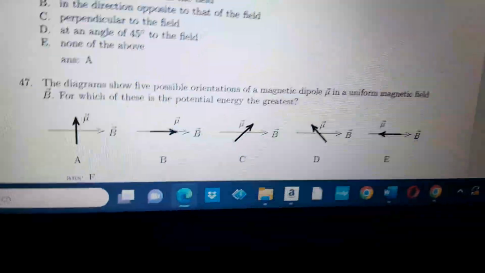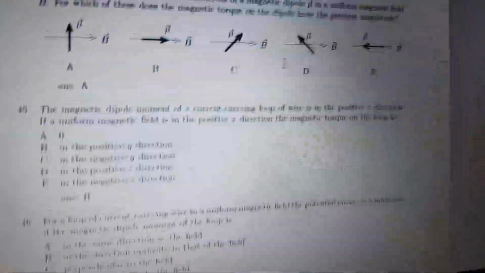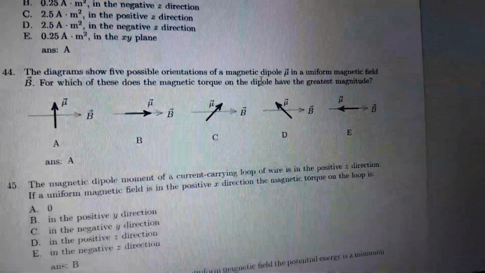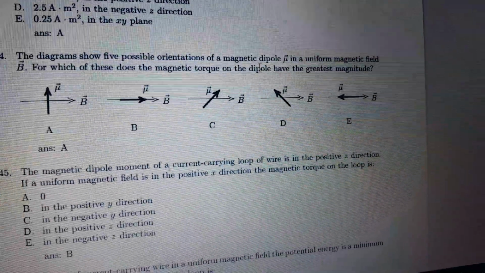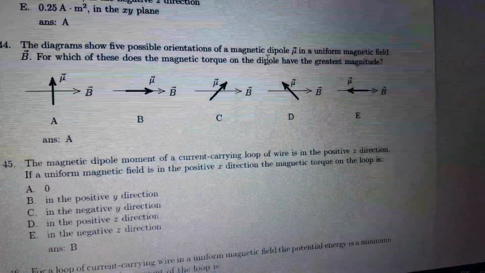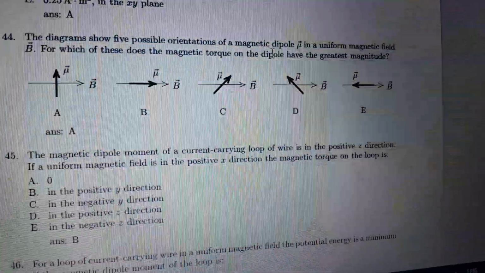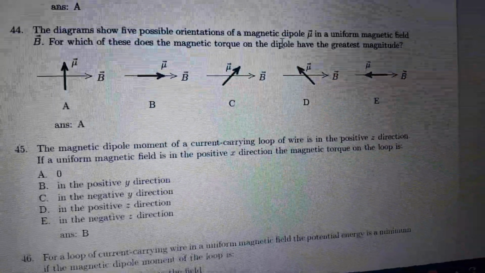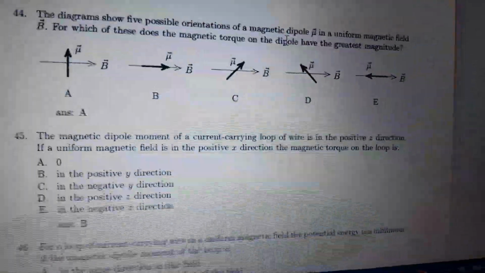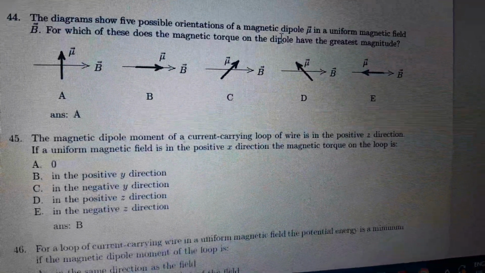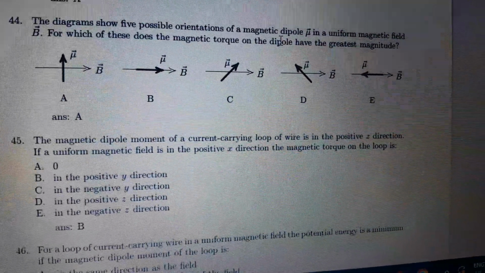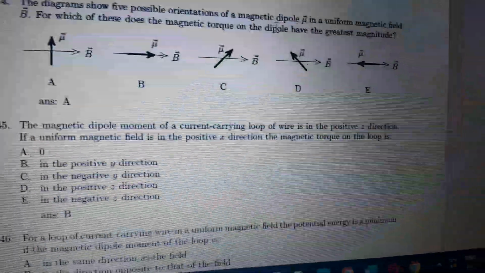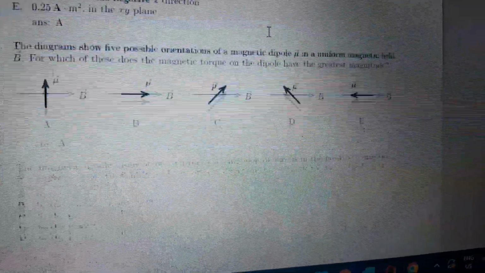Okay, on 47, they're looking for greatest potential energy. And then on that question, they're looking for greatest magnitude torque. Magnetic torque is an arrow which points upward. Potential energy is something which is on the ground.